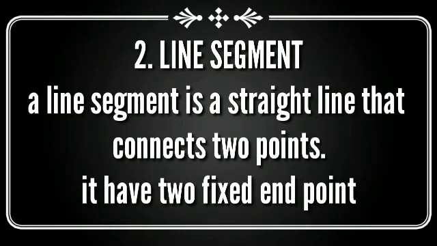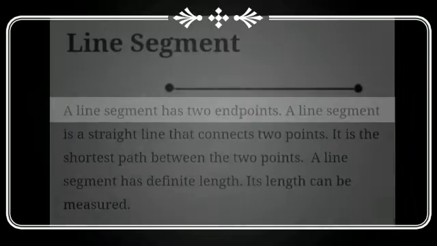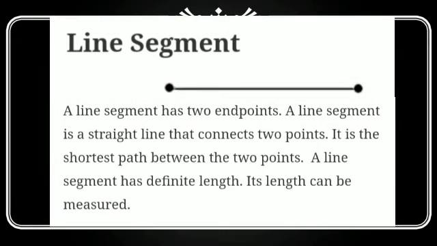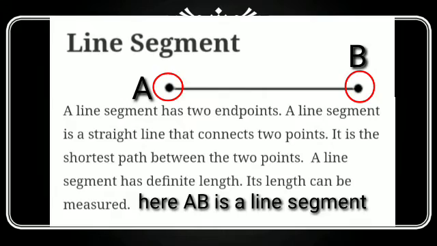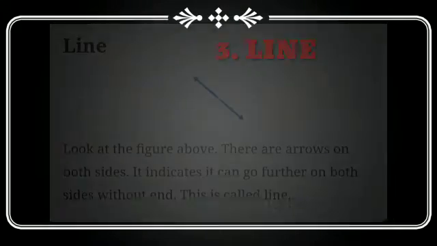Now going to the second topic, line segment. A line segment is a straight line that connects two points. It has two fixed end points. A line segment has two endpoints and is a straight line that connects two points. It is the shortest path between the 2 points. Here AB is a line segment that is given.